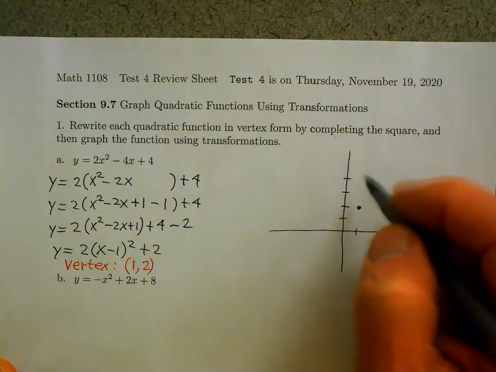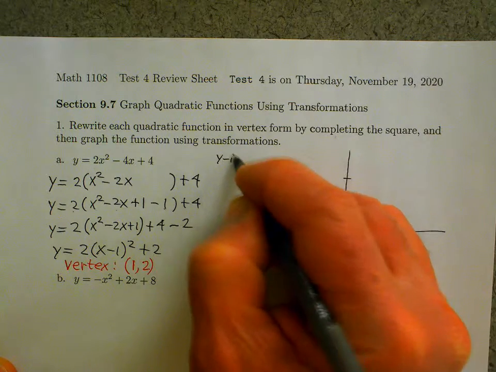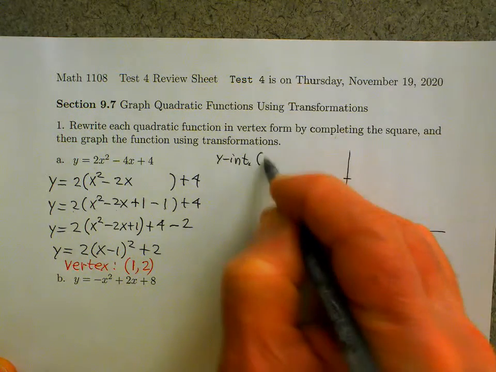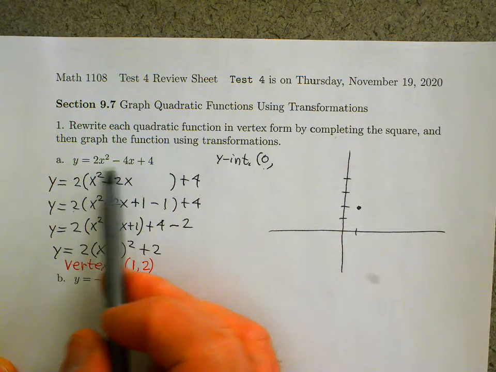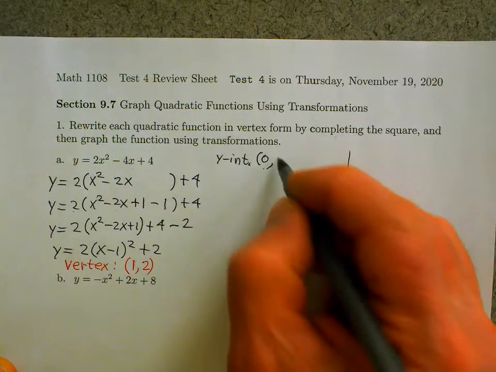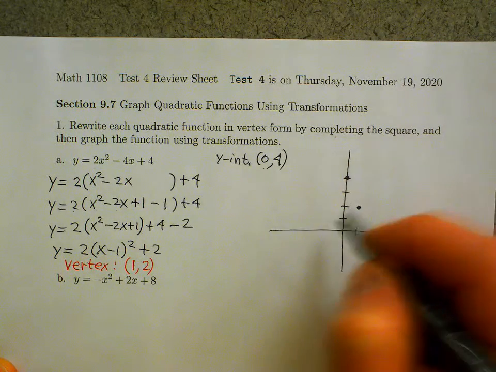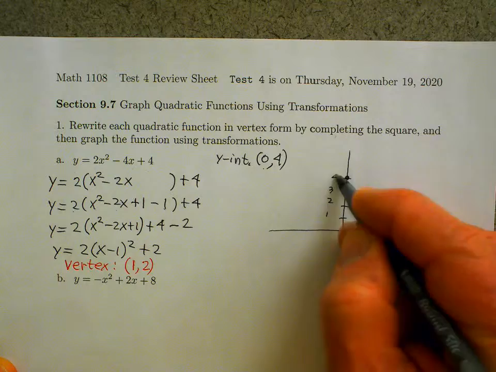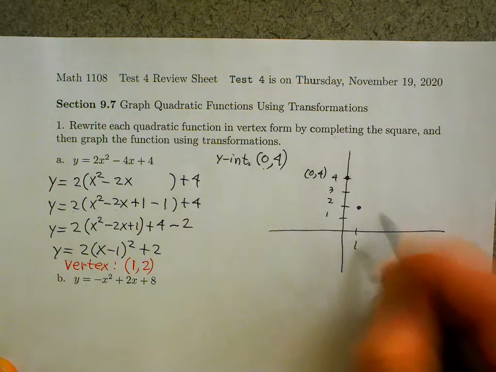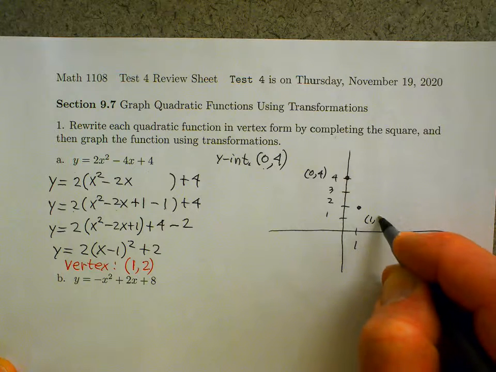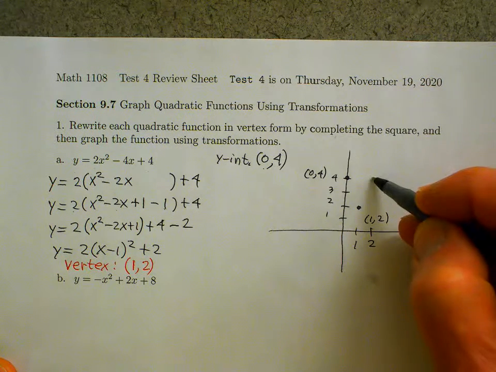We know that we can tell by looking what the y-intercept is. Every y-intercept has an x-coordinate of 0, and when x is 0, the y-coordinate is 4. And then by symmetry, we can find another point on the graph. When x is 2, the y-coordinate should also be 4.